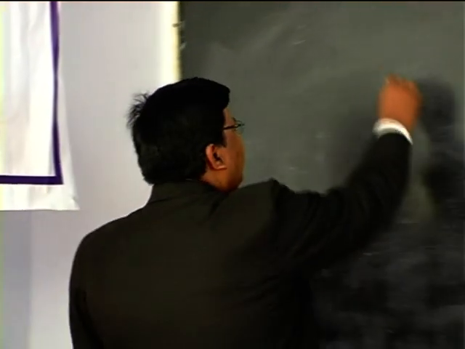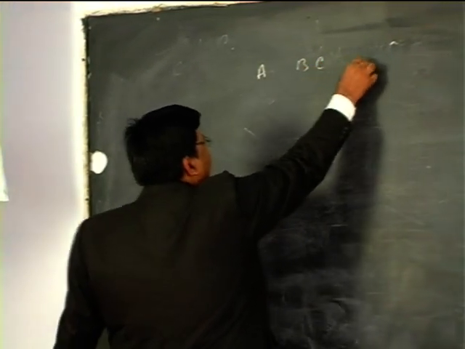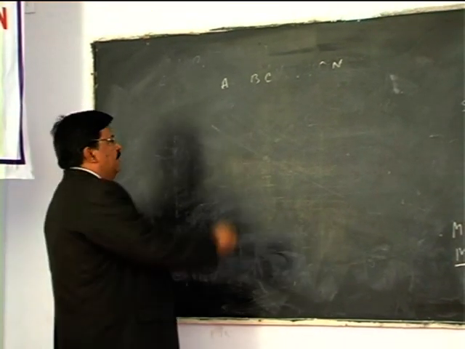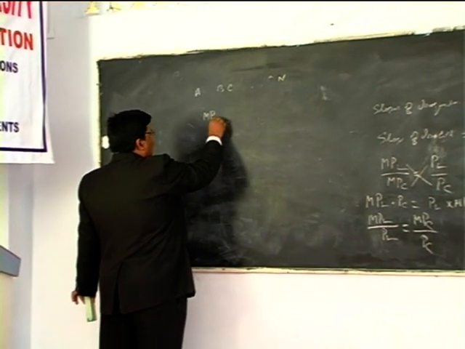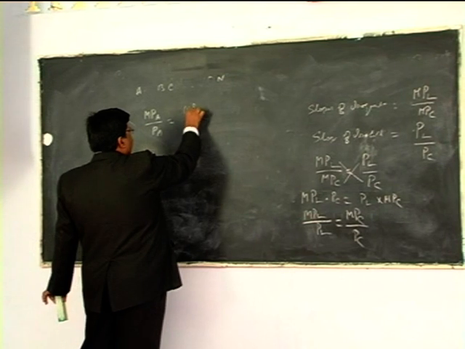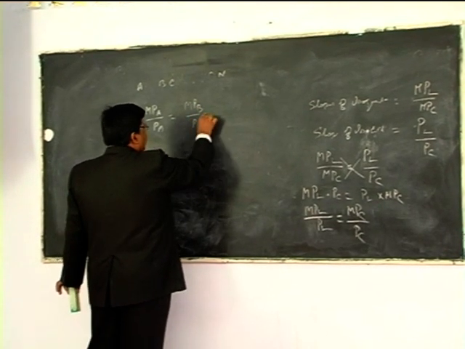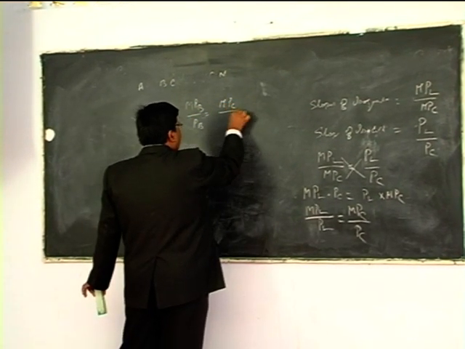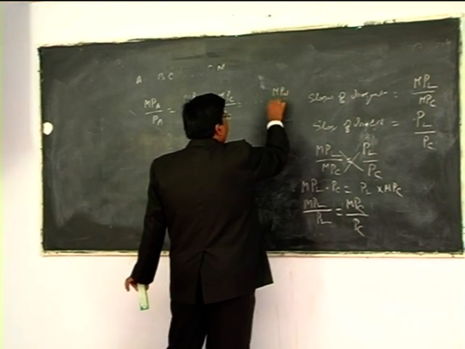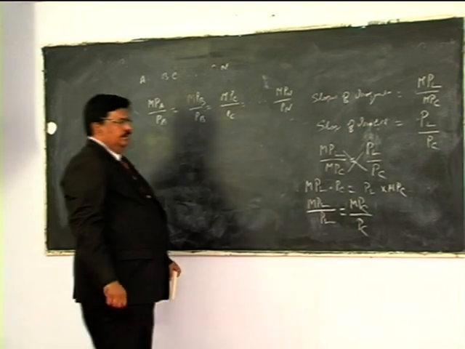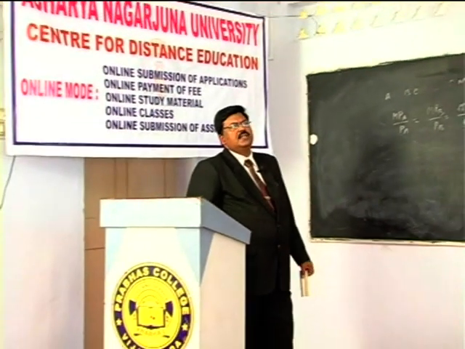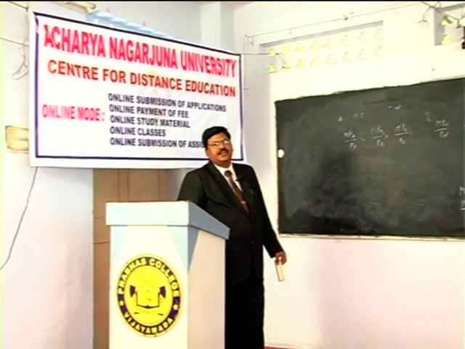For example, if there are three inputs, say A, B, C, and say n number of inputs are there. By extending this generalization, you can say that marginal productivity of A by price of A is equal to marginal productivity of B by price of B is equal to marginal productivity of C by price of C is equal to, like this, up to marginal productivity of N by price of N. This is the equilibrium condition for more than two cases.